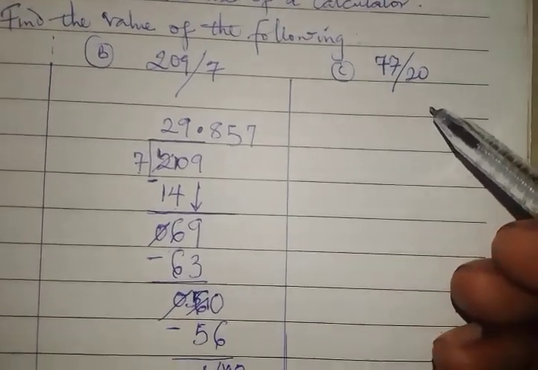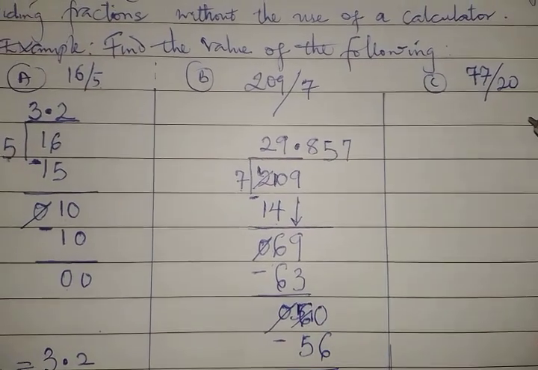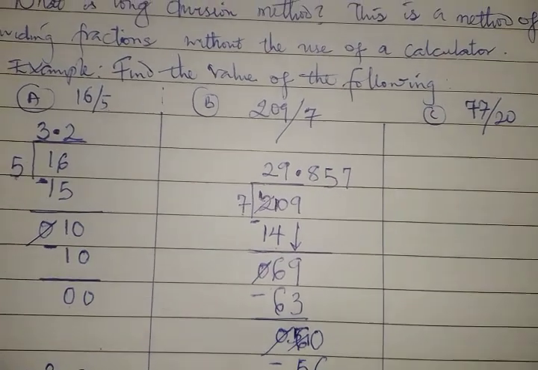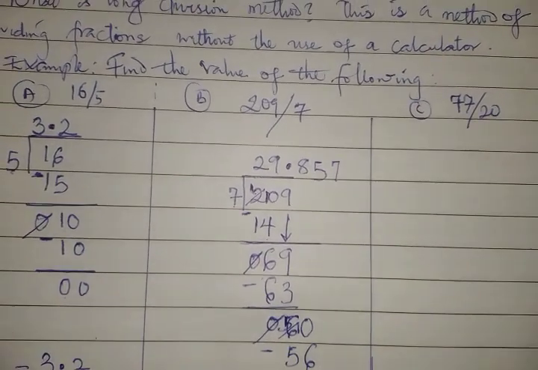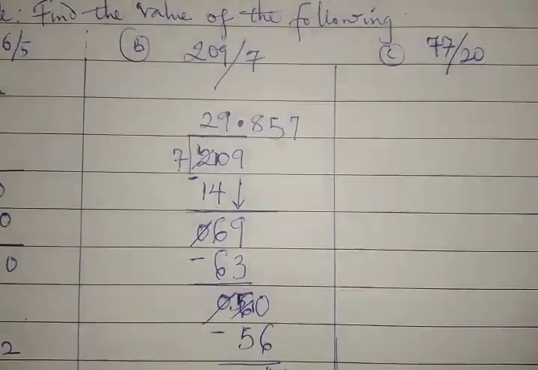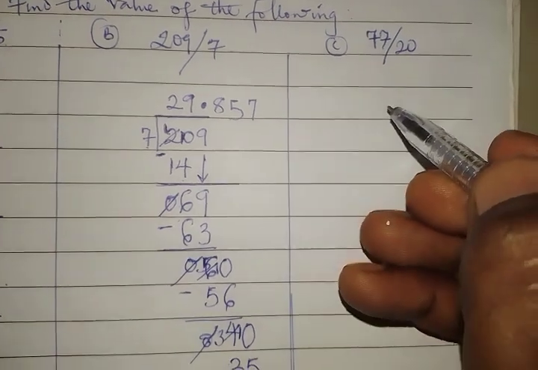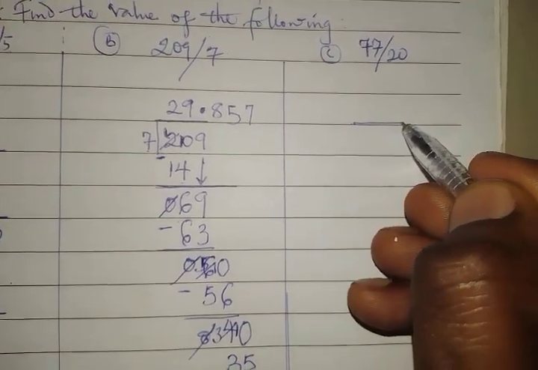Very quickly, we have the last example here. And this example was coined out from the work we did in the previous video talking about the volume of a cylinder. Now we have 77 over 20. And how do we do that? Without wasting much time, draw the sign.